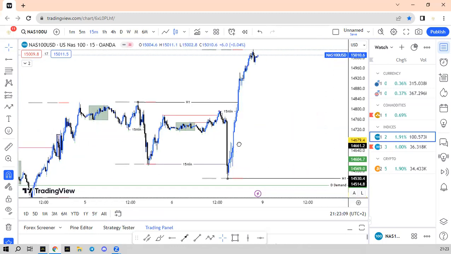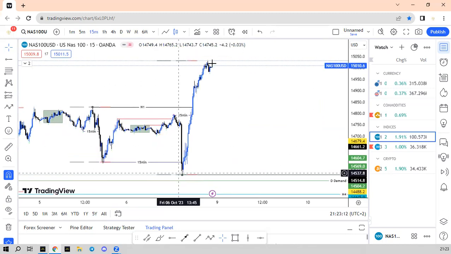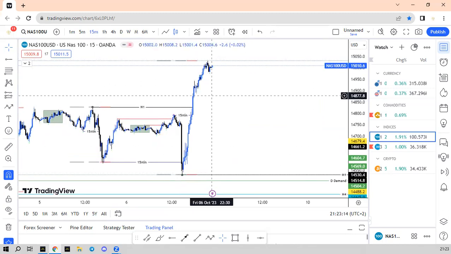It's fine. So we have another range from this low. We have not created a high. We'll see. Okay, let's go to US30.